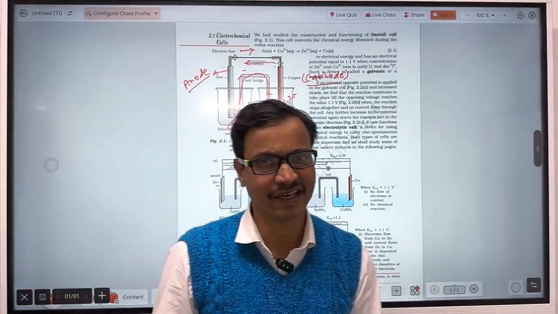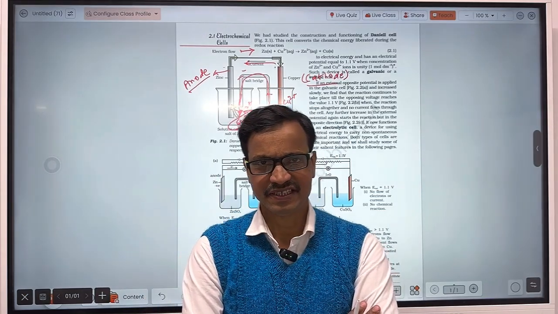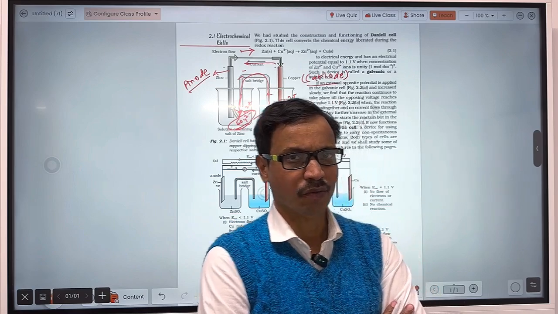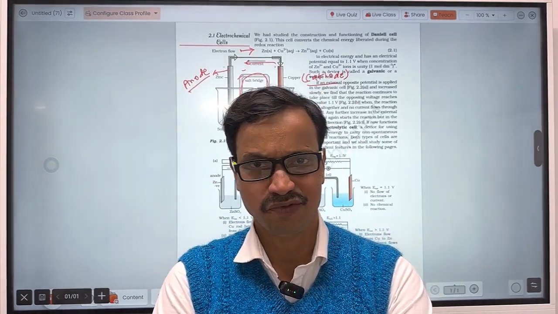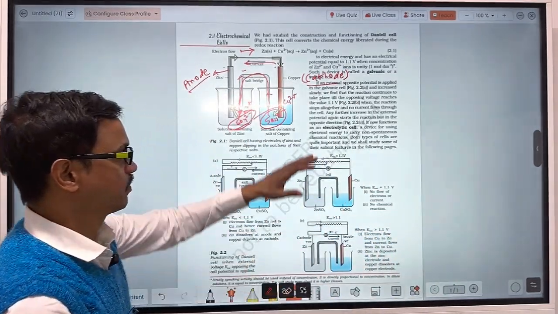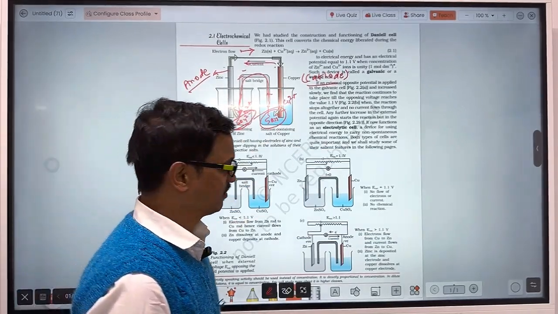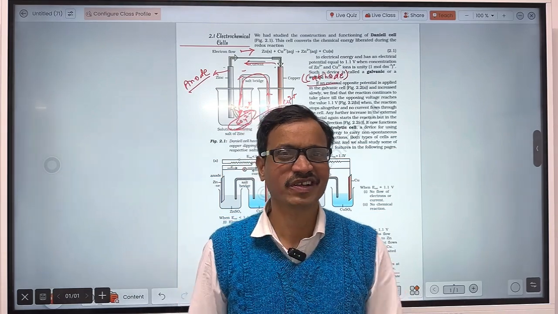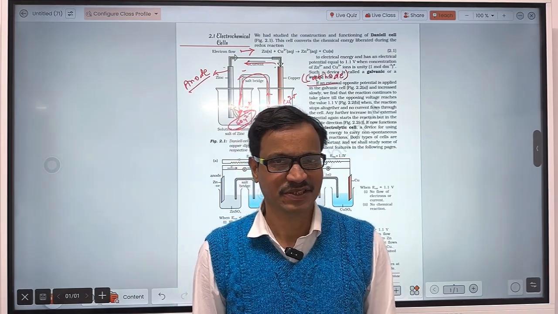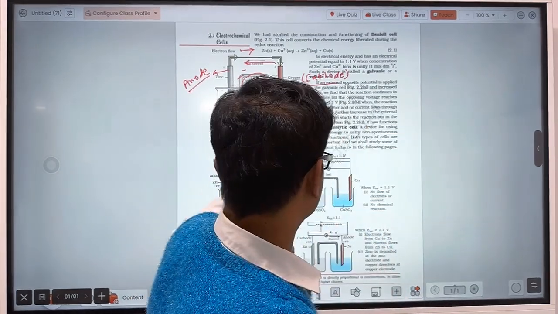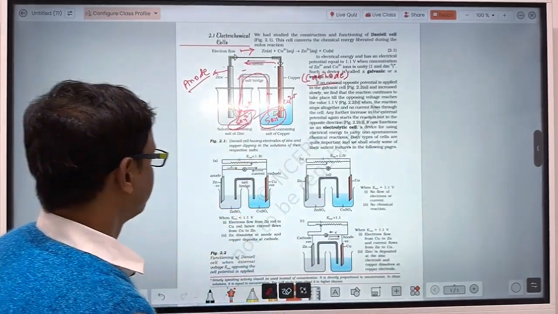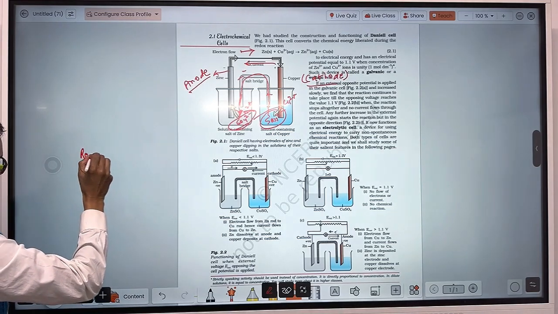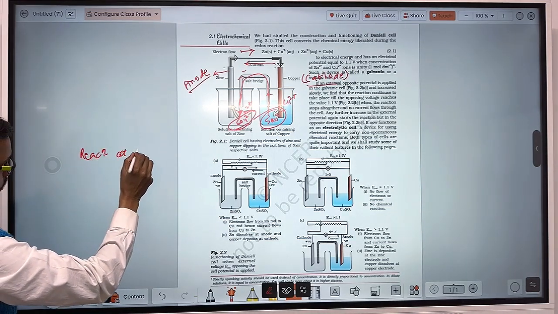In the examination, if a question asks you to write about the galvanic cell or voltaic cell, what do you have to do to get full marks? First of all, you will have to draw the diagram. A rough diagram is enough. Whether your diagram is beautiful or not doesn't matter, you just have to show it. Then you will have to write the reaction at the anode.